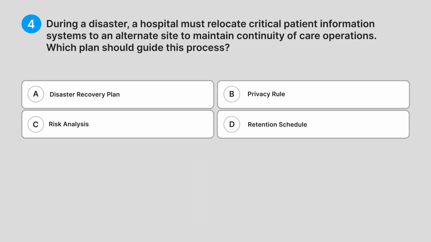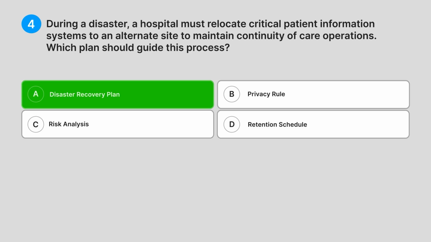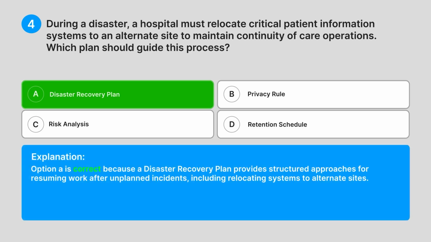Correct answer, A. Disaster recovery plan. Explanation: option A is correct because a disaster recovery plan provides structured approaches for resuming work after unplanned incidents, including relocating systems to alternate sites.